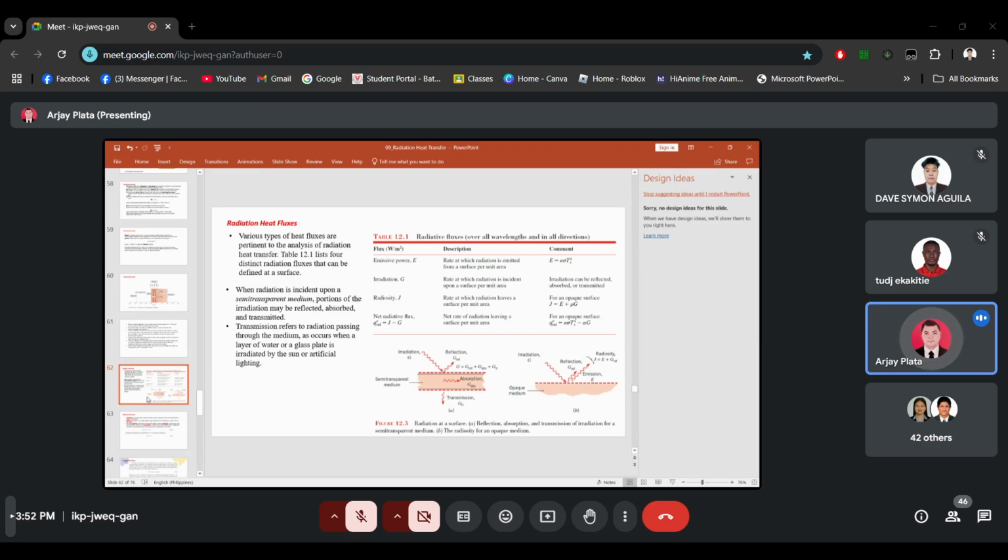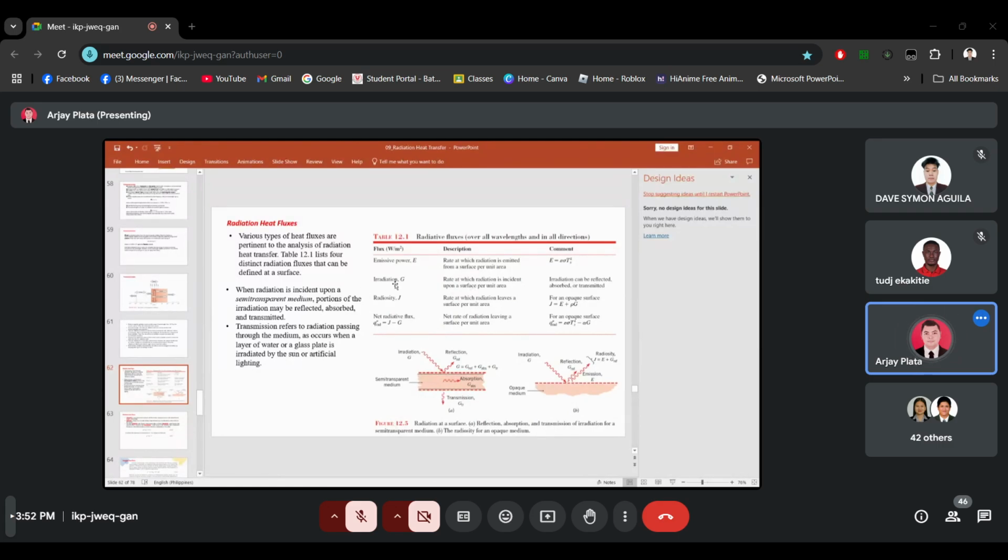So various types of heat fluxes are presented in Table 12.1. These are the list of four distinct radiation fluxes that can be defined at a surface. So we have here emissive power, which is a heat flux. We also provide the description and the formula used. Emissive power is the rate at which radiation is emitted from a surface per unit area, and the formula is the Stefan-Boltzmann law: E equals emissivity times sigma T_s to the fourth.